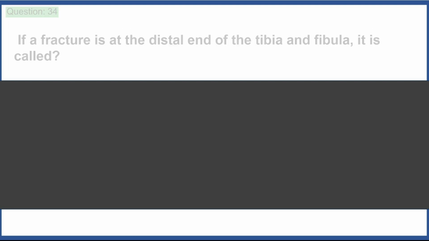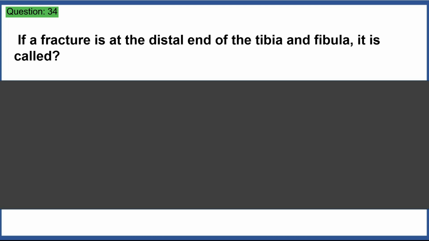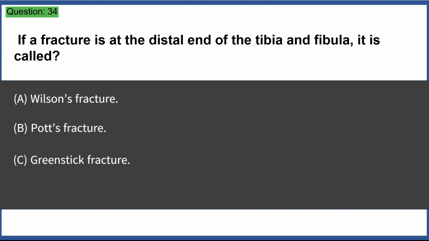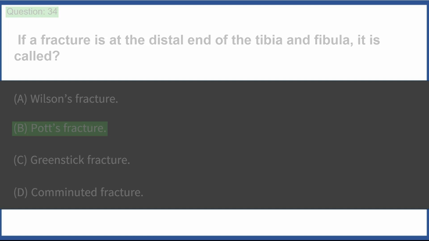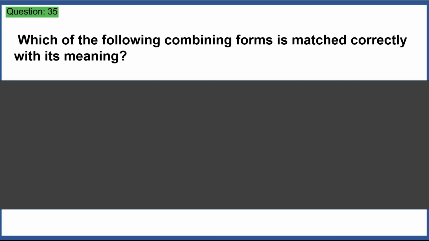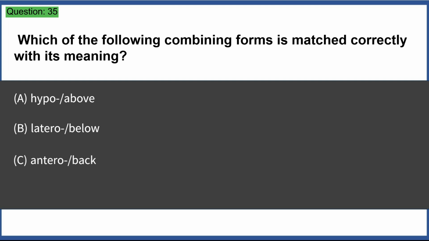4. If a fracture is at the distal end of the tibia and fibula, it is called A. Wilson's fracture. B. Pott's fracture. C. Greenstick fracture. D. Comminuted fracture. Answer B. Pott's fracture. Which of the following combining forms is matched correctly with its meaning? A. Hypo-/above. B. Latero-/below. C. Antero-/back. D. Peri-/around. Answer D.